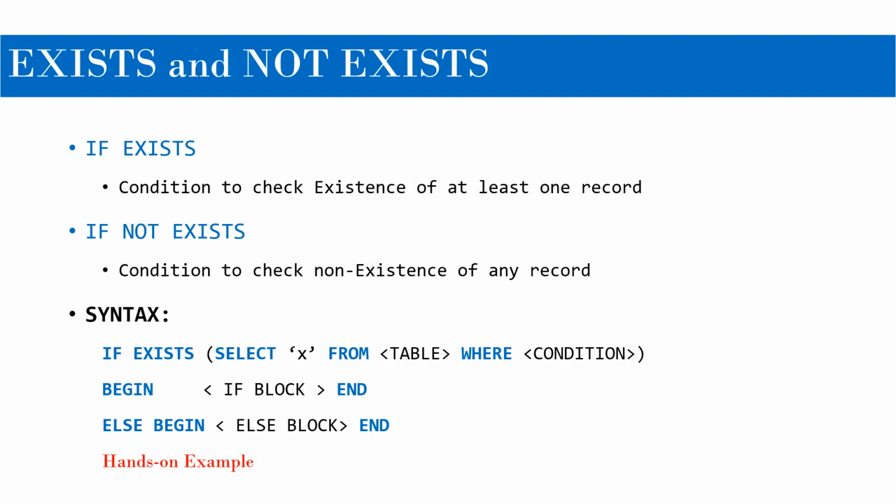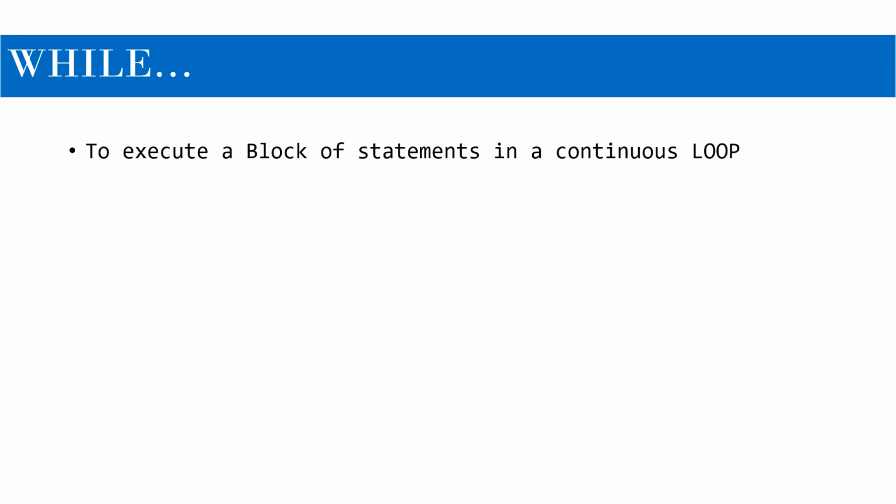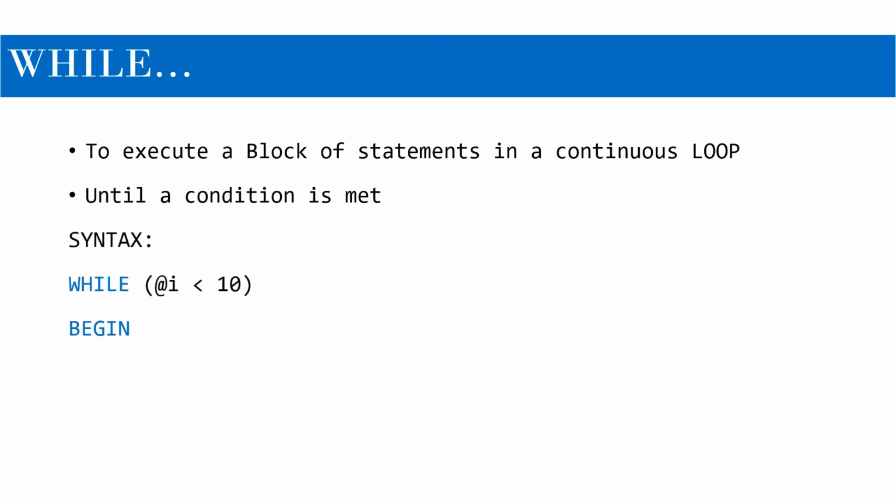Okay. So now we are going to the interesting segment. We are going to see the while loop. We want to execute a block of statements continuously. To execute a block of statements in a continuous loop, we go for while. Until a condition is met, it will keep on executing the same loop again and again. So the syntax is while a variable value is less than 10, it keeps executing the block of code, right? So this is how it will execute.